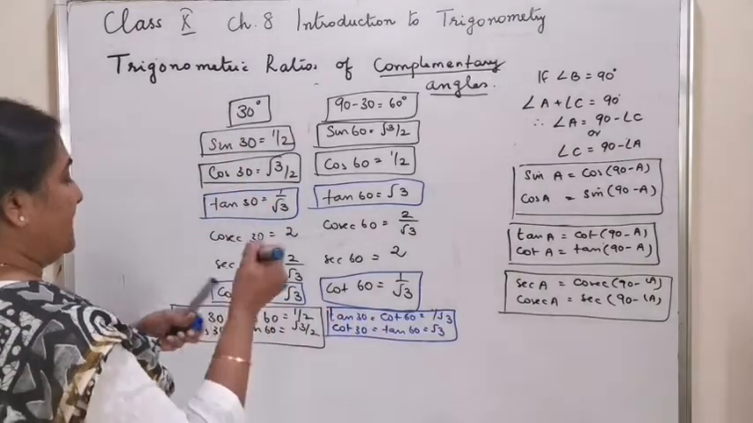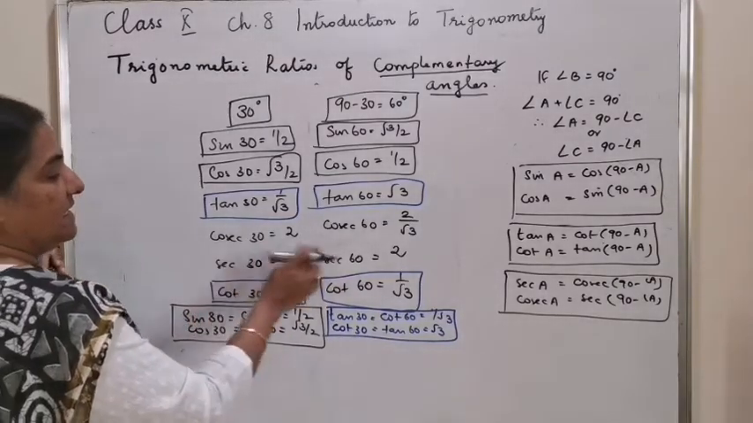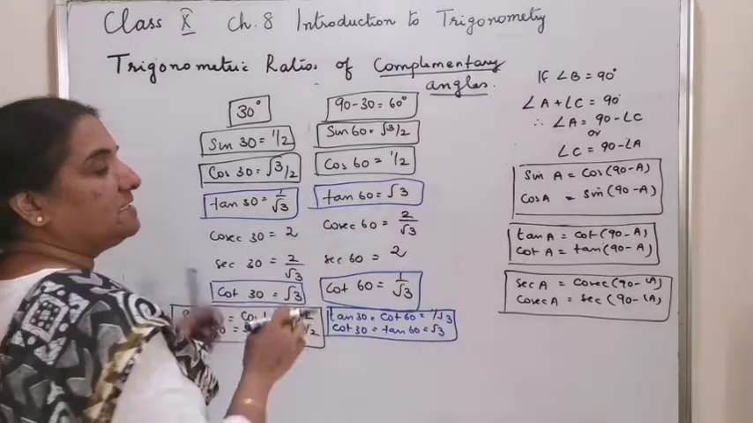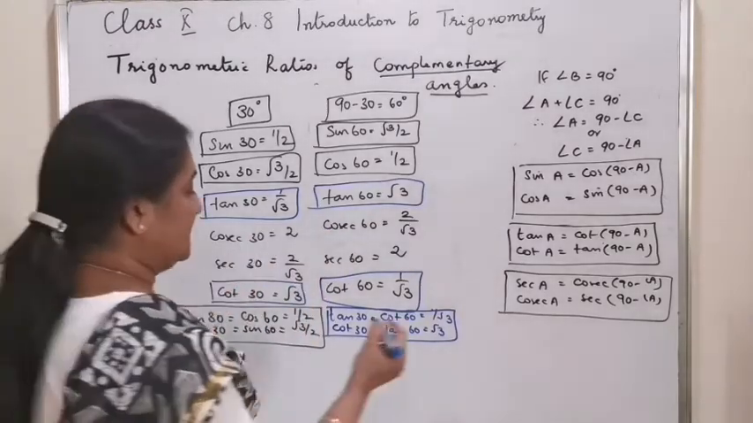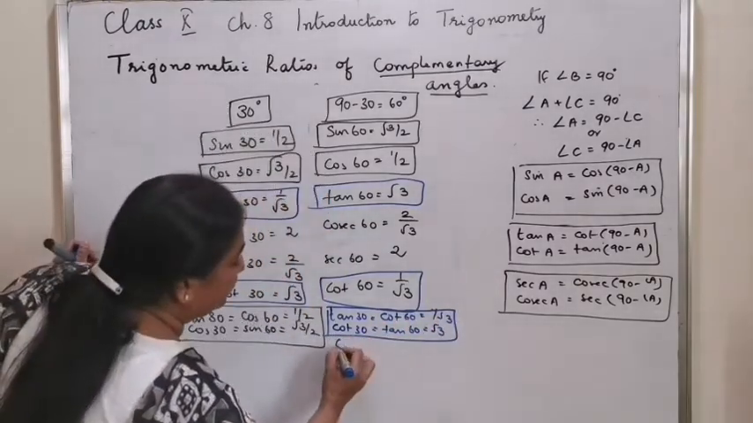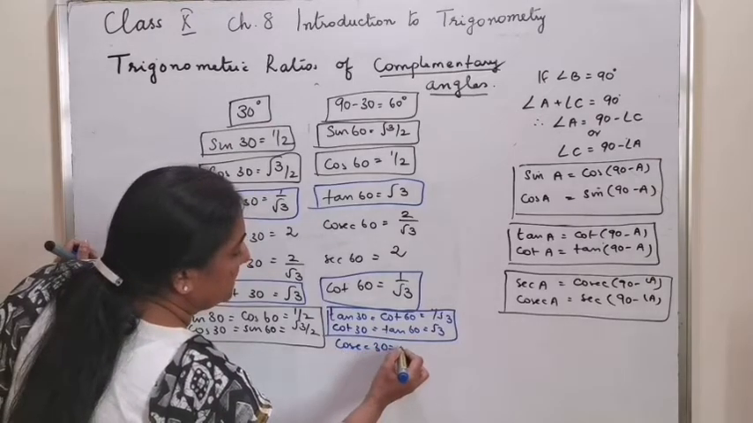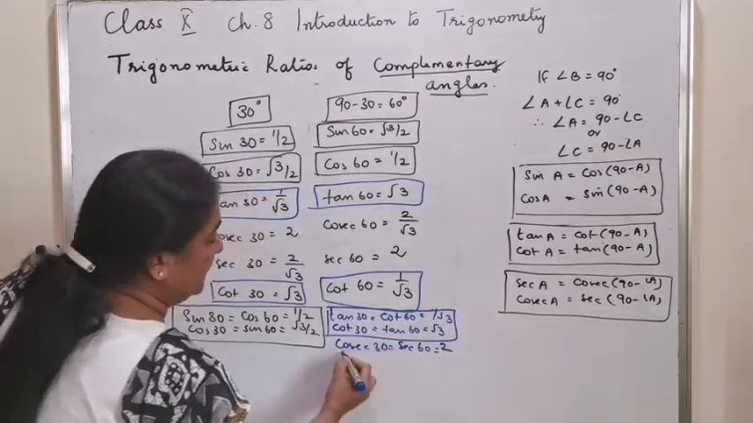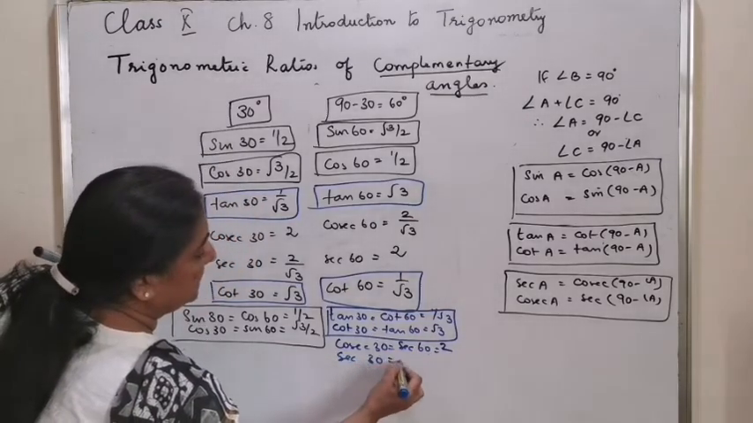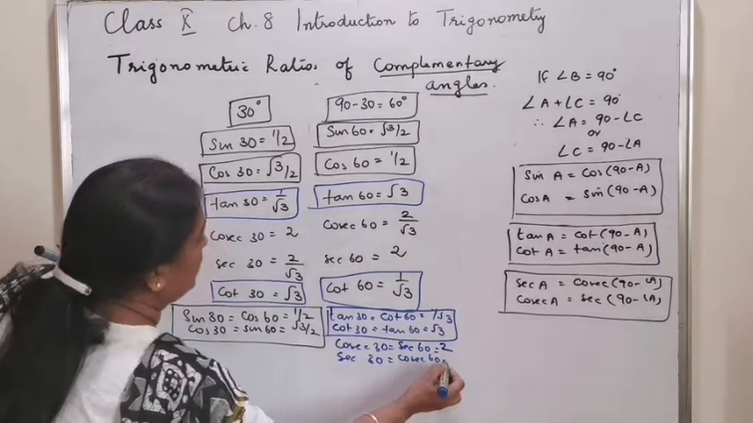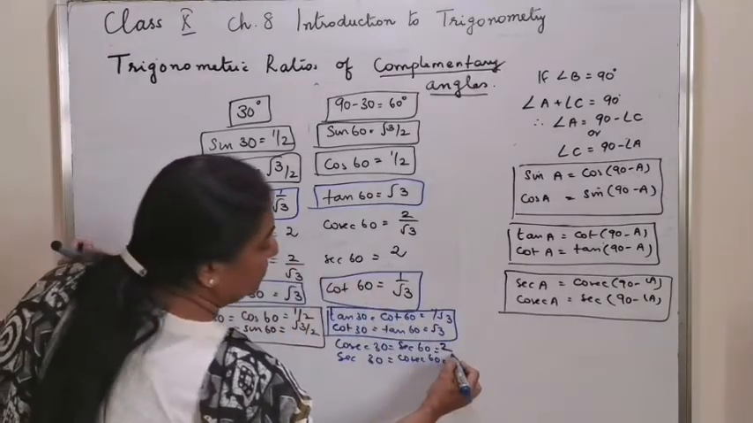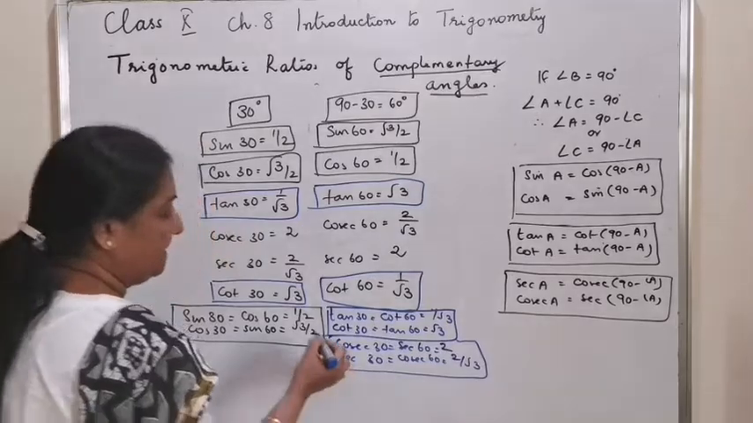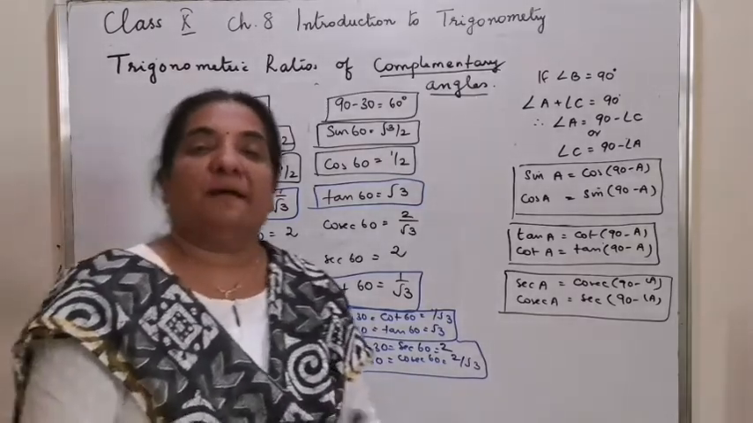You see, it is cosec 30 and sec 60, and sec 30 and cosec 60. That means cosec 30 is equal to sec 60 is equal to 2, and the next value is sec 30 is equal to cosec 60 is equal to 2 by root 3.